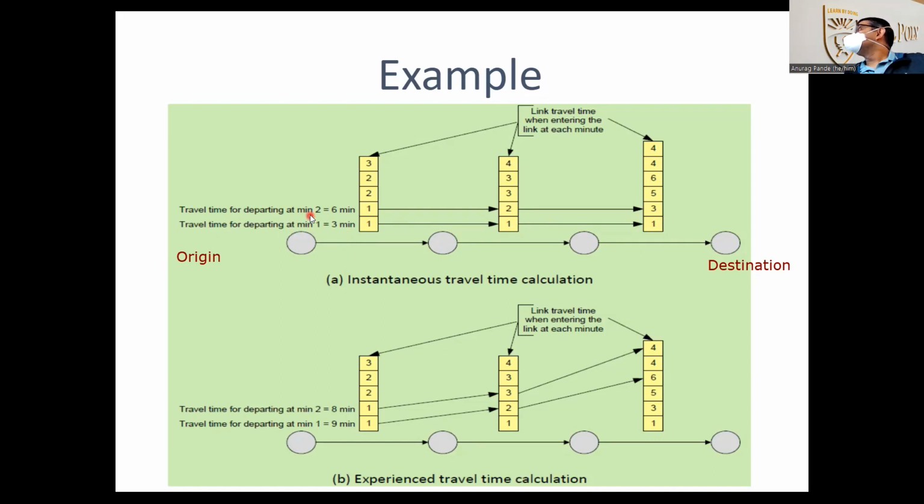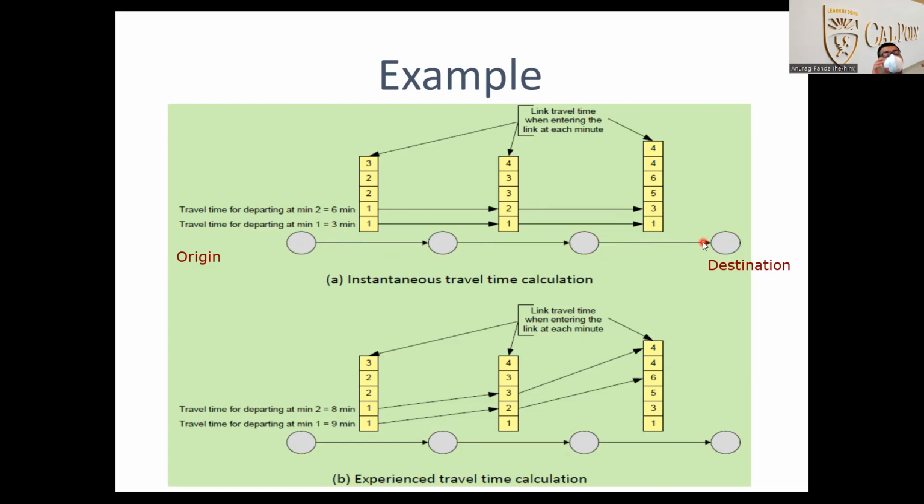Now, if you leave this point at t equal to 2, what this box is telling you is that this link will take 1 minute. This box is telling you this link will take 2 minutes. This box is telling you this link at that time will take 3 minutes.